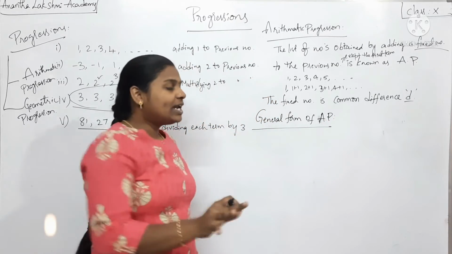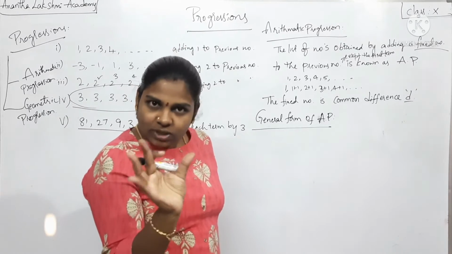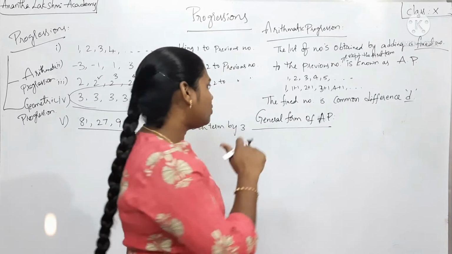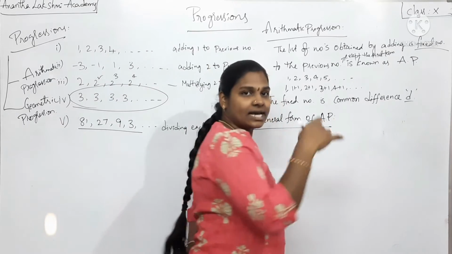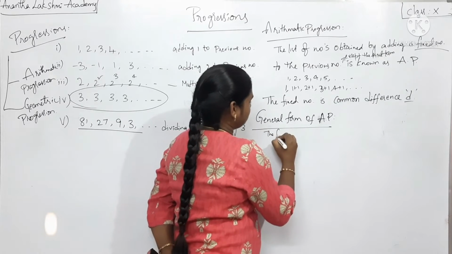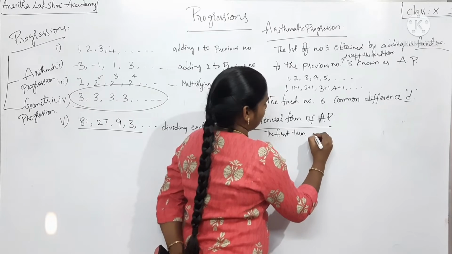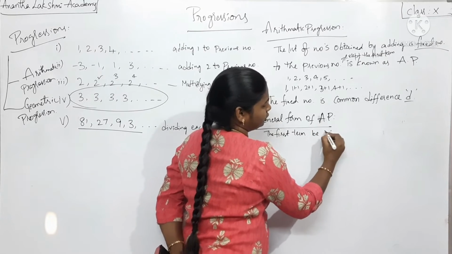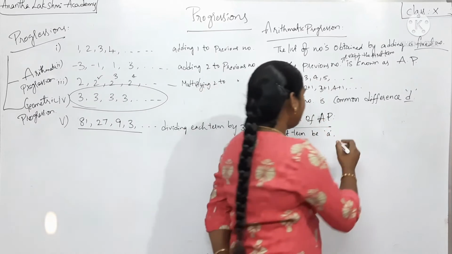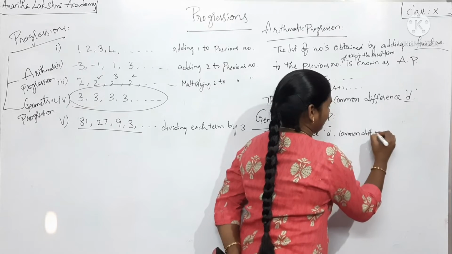Okay, now what did I say? We need to exclude the first term because we don't have anything before the first term, isn't it? So let us assume the first term to be A, small a. And what did we say? The fixed number, the common difference, right? And the common difference is D.